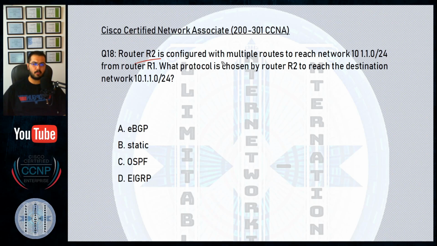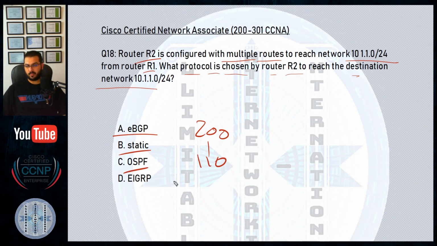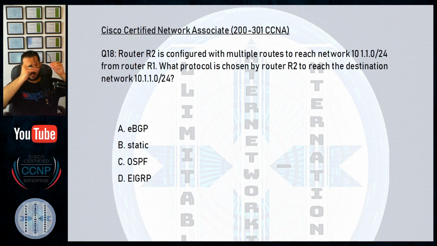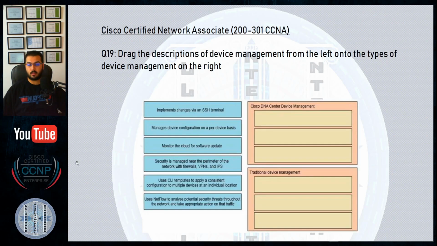Router R2 is configured with multiple routes to reach this network from R1. What protocol is chosen by R2 to reach the destination? Is it eBGP that has an AD? See, both of them have the same subnet mask. Will it be eBGP that has an AD of 200? Will it be static that has 1? Will it be OSPF that has 110? Or EIGRP that has 90? It will be the lowest, which is static, so I will choose B definitely. Static will always win, unless the longest match has something else to say.